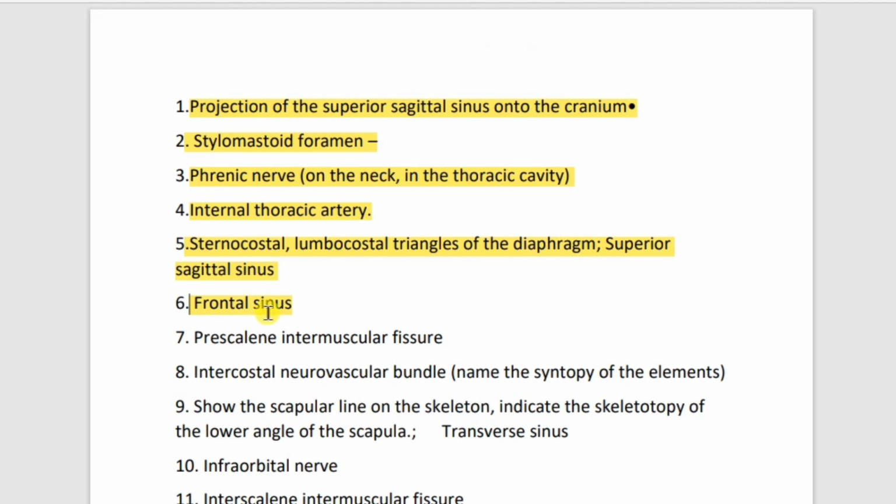What's the next structure we have here? We have the prescalene intramuscular fissure.